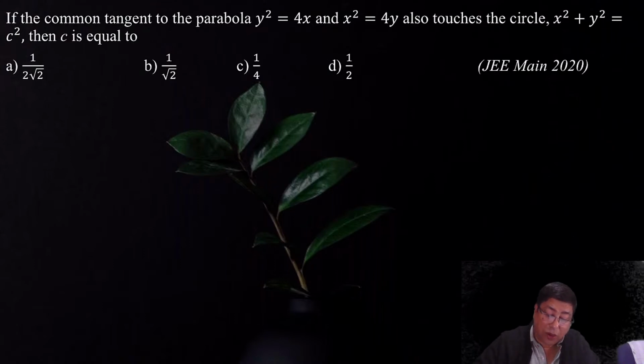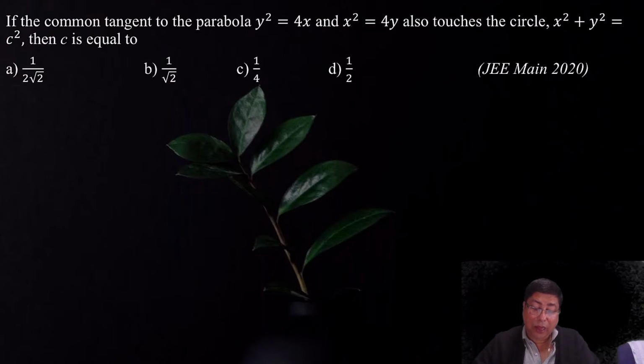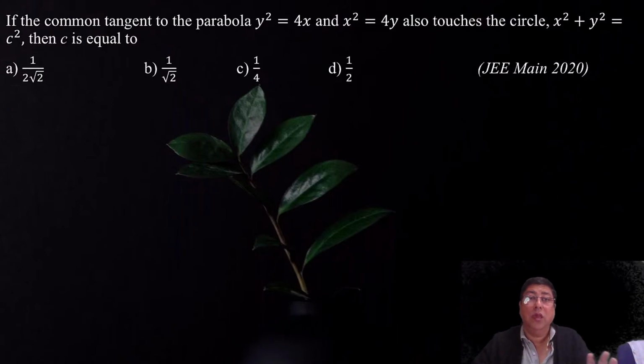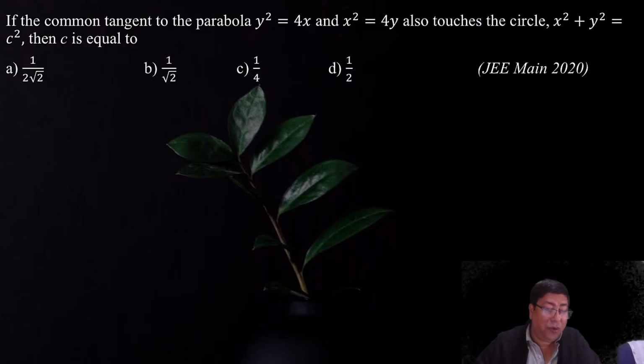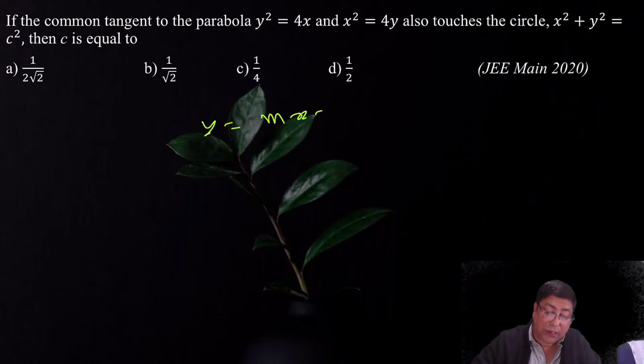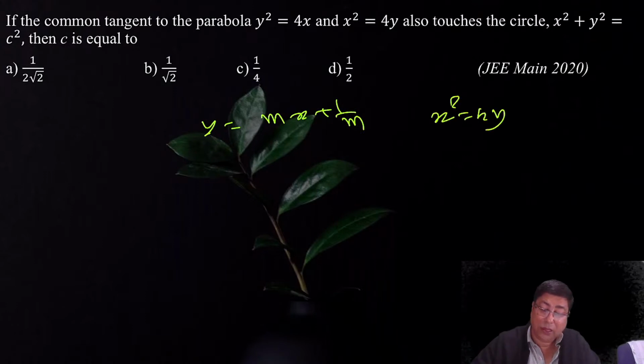Here, tangent to y square equal to 4x and x square equal to 4y. Whenever it is y square equal to 4x and x square equal to 4y, always we'll start with y square equal to 4x because this is very familiar to us. Therefore here y equal to mx plus a by m, here a equal to 1, so mx plus 1 by m. And the tangent to x square equal to 4y is y equal to mx minus m square.